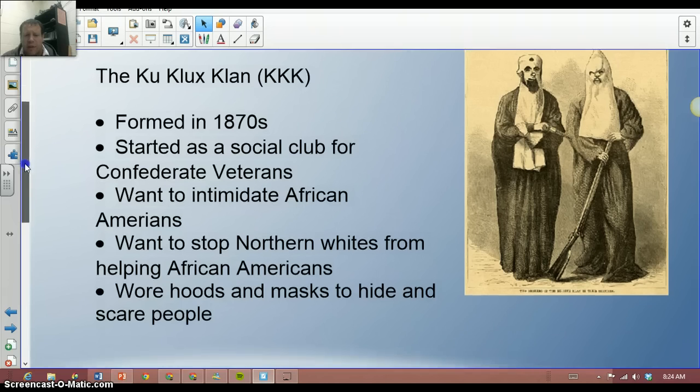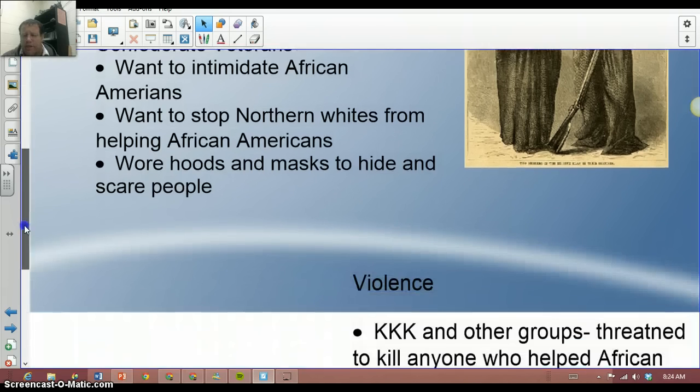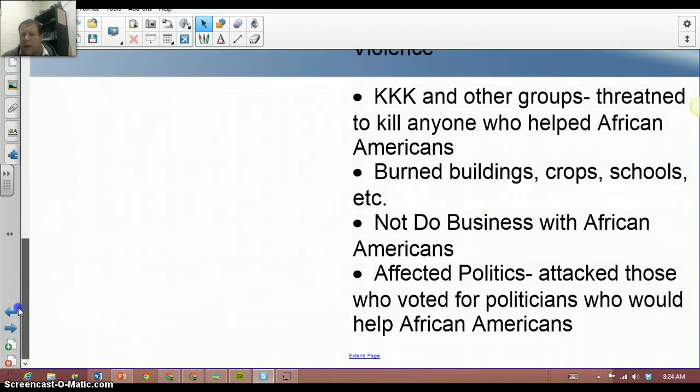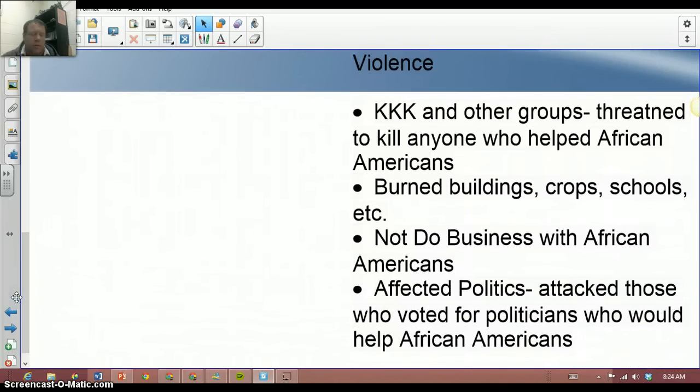to not vote. Eventually, the violence got to a point where other groups started to threaten to kill anybody that helped African Americans. They did all kinds of nasty stuff. They burned buildings. They destroyed fields and crops and farms. And if you were caught doing business with an African American person, they would hunt you down too.